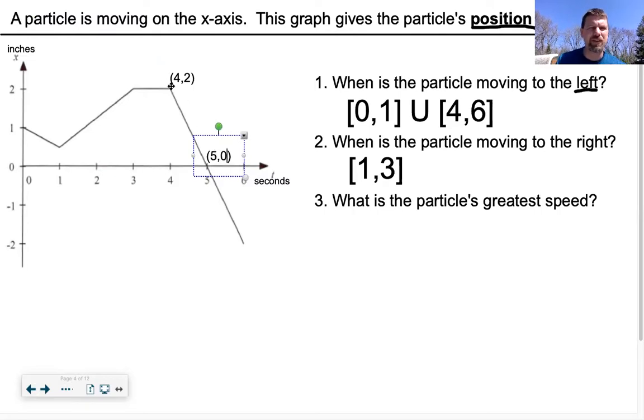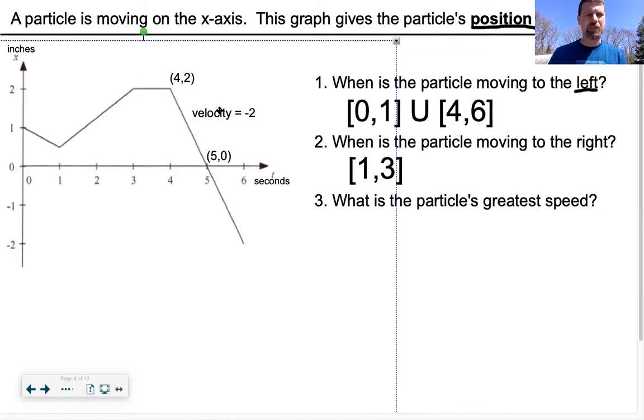So if you found this slope, that's a slope of down 4 over 1. Oh, sorry, down 2 over 1. 2 minus 0 is 2. So down 2 over 1. That's a slope of negative 2. But if it's got a velocity of negative 2, that means it's got a speed of 2. Right? Speed is absolute value of velocity. It's not just 2, though.